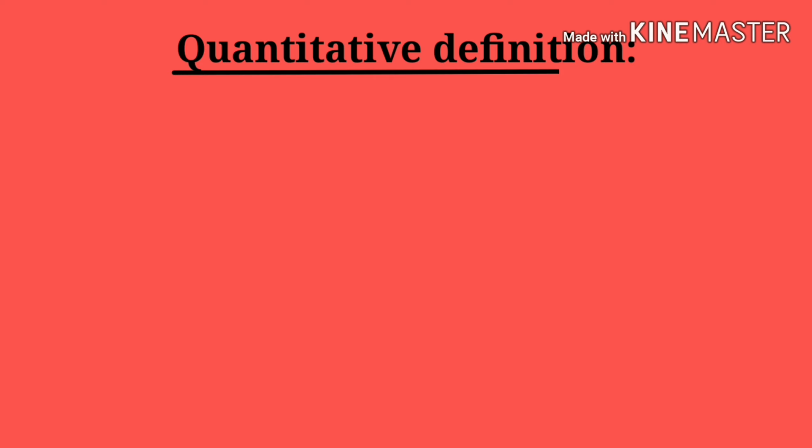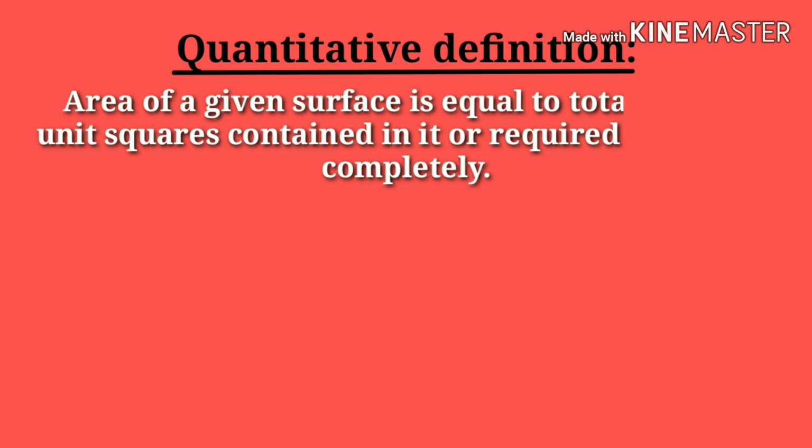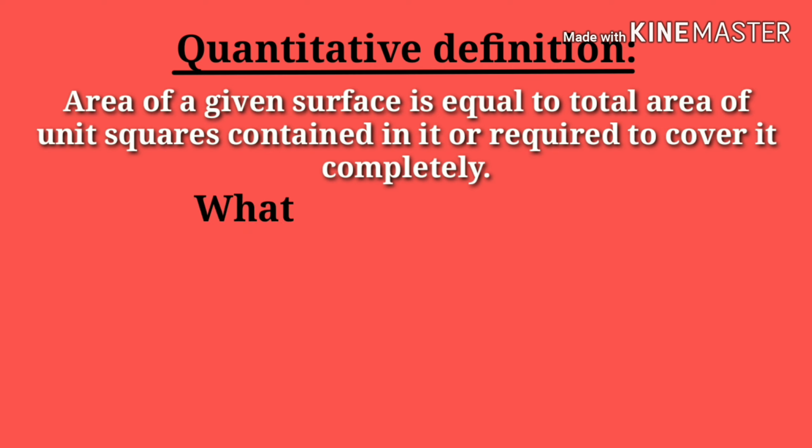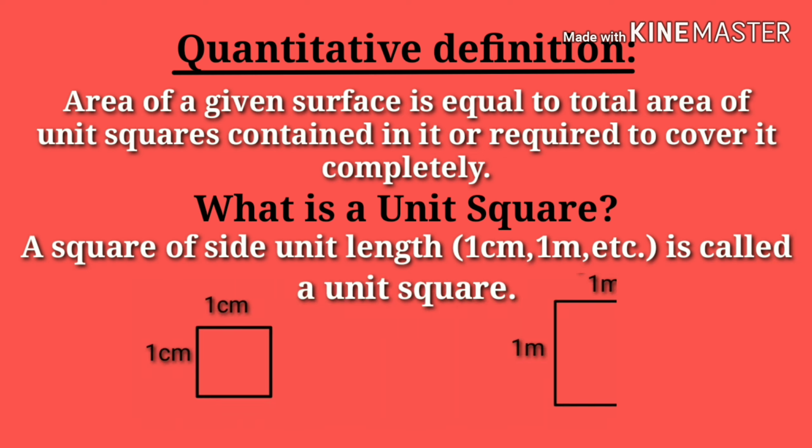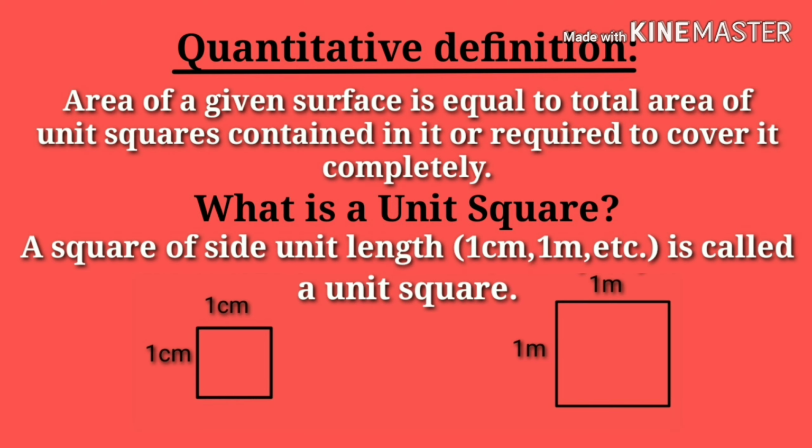Now let's see its quantitative definition. Area of a given surface is equal to total area of unit squares contained in it or required to cover it completely. Now the question arises, what is a unit square? A square of side unit length, that is 1 centimeter, 1 meter, etc. is called a unit square.